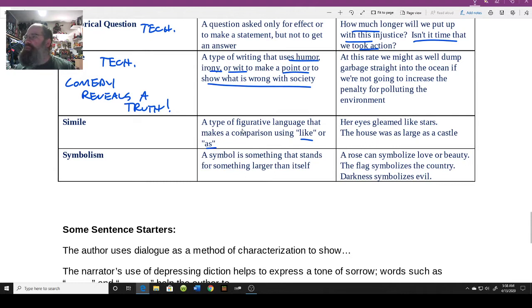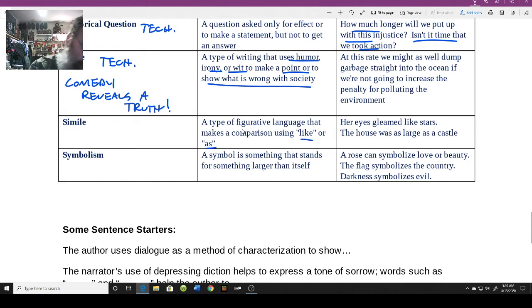Her eyes gleamed like stars. Oh, that's more lovely and flowing and poetic and reflective. Her eyes were stars. That's more direct, that's more immediate. The house was as large as a castle. The house was a castle. Puts you right there. Bam.